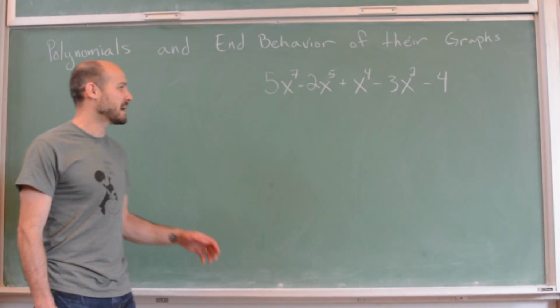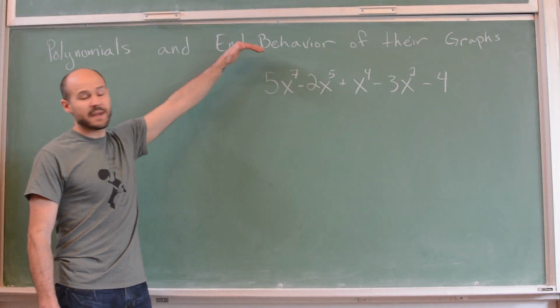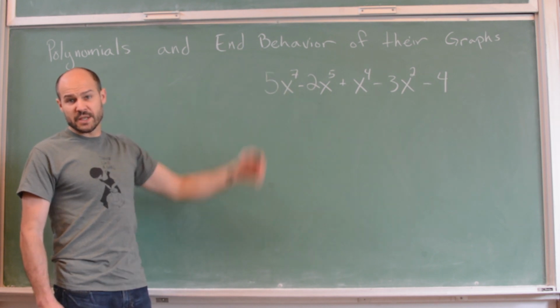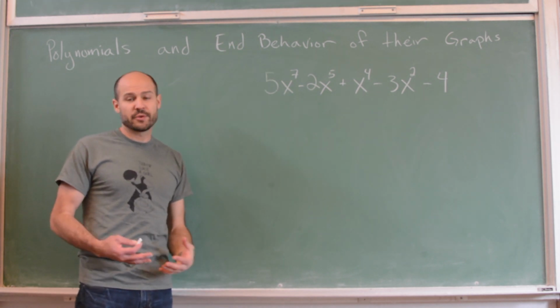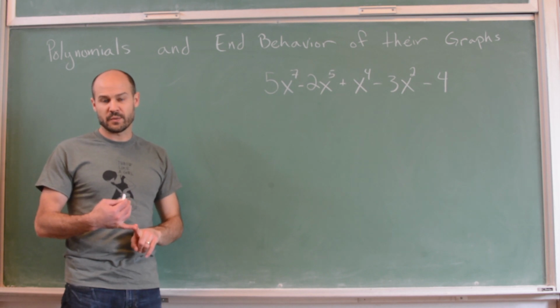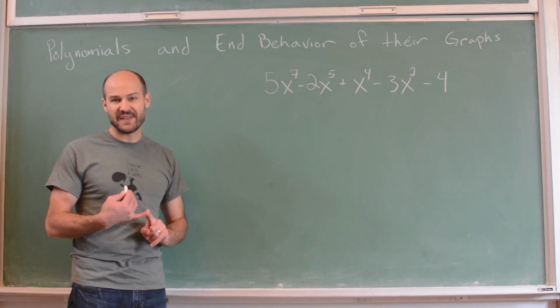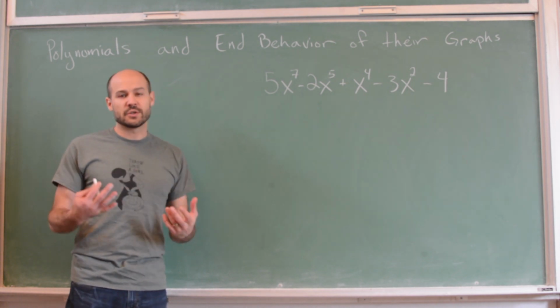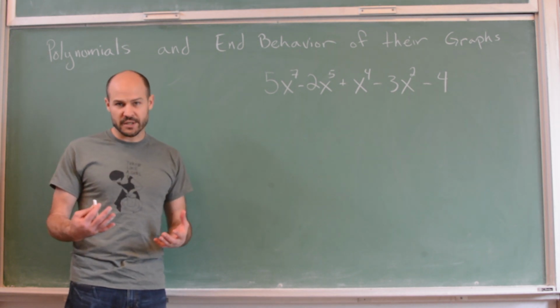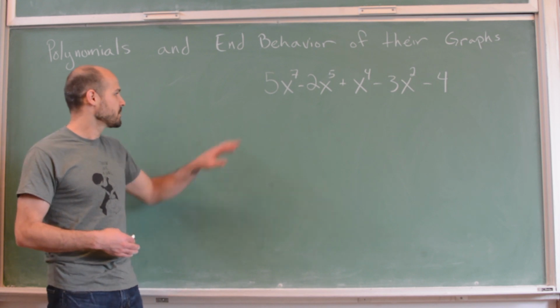Today we're going to be talking about polynomials and end behavior of their graphs. There's a couple steps that we have to go through for this process. The first is we're going to make sure we have a polynomial and classify it, and then we'll be able to use its classification to understand the end behavior of the graphs.